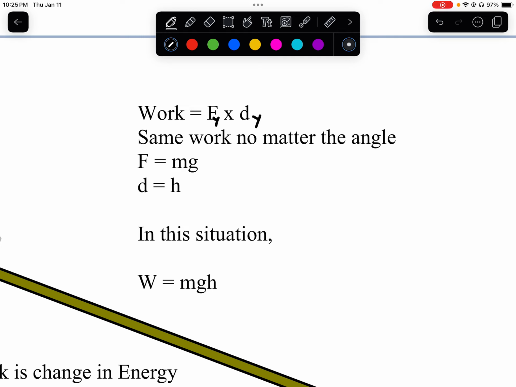Now, with vertical displacement, the common name that we give to that is just, well, height. Okay, and when we lift something, just to lift it, we've got to provide just enough force to equal out its weight. Remember that the weight is the force of gravity. We say the weight is equal to mg.